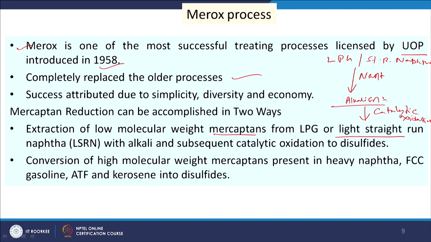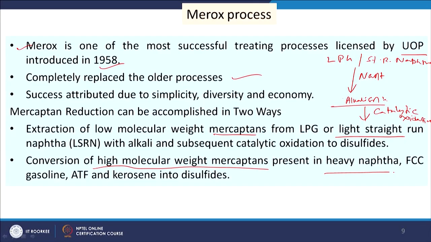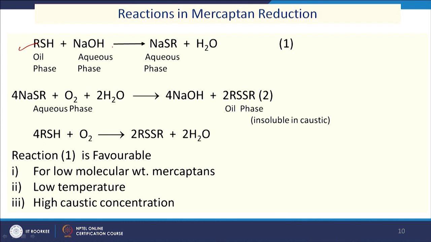So, this is the mechanism through which we can do it, or we can directly handle high molecular weight mercaptans present in heavy naphtha, FCC gasoline, ATF, kerosene, etcetera, into disulfide. So, these are the two process routes for two different types of feedstock, and the basic reactions are these. RSH plus NaOH, oil phase plus aqueous phase, gives us NaSR plus H2O. Then the NaSR produced is oxidized, giving 2NaOH plus RSSR. Again, the oil phase we get is insoluble in caustic, so we can separate it. And RSH plus O2 gives 2RSSR plus 2H2O. So, these are the reactions which take place in the Merox process for mercaptan removal.